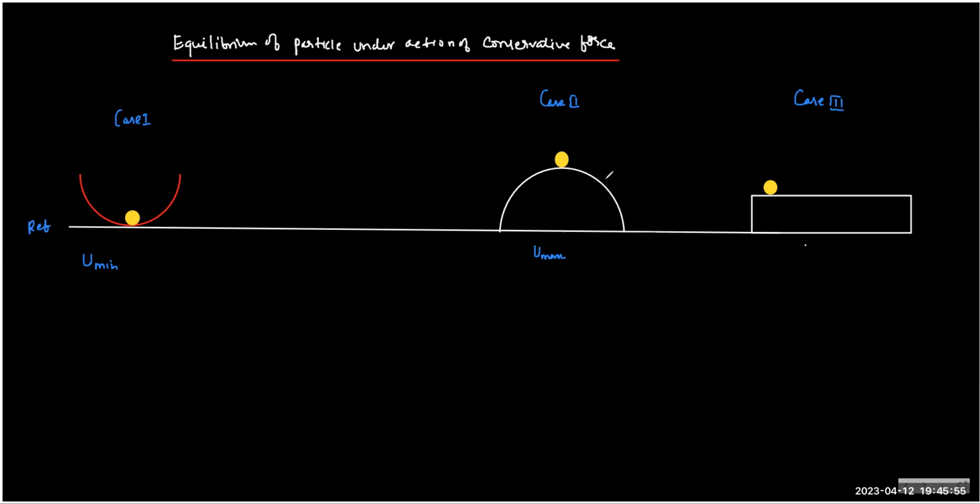For case 2, what do you think? It will decrease. But if you can see case 3, if the ball starts rolling on the plane, the U remains the same, constant. Very good.